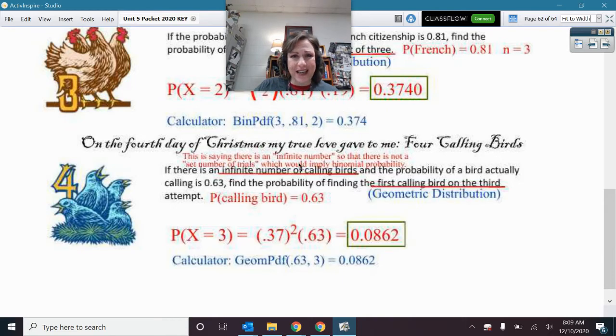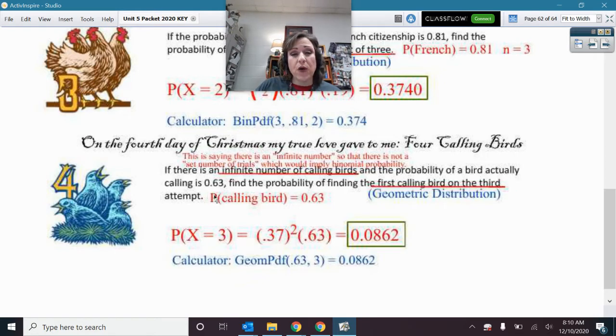Okay, so this one's interesting. It has this thing that sounds kind of strange: there is an infinite number of calling birds. What that is really telling us is that there's not a set number in this trial. We could go on forever. So if there's not a set number in this trial, and the probability of a bird actually being a calling bird is 0.63, what's the probability that the first calling bird is on the third attempt?